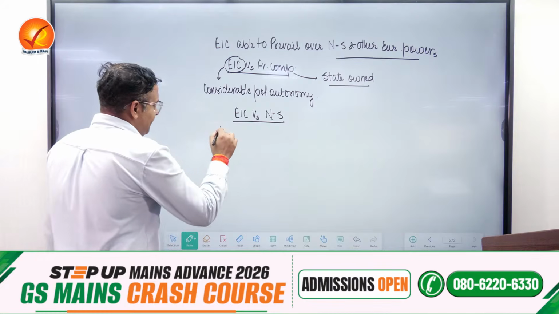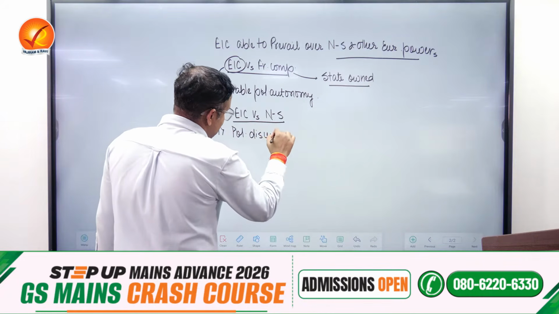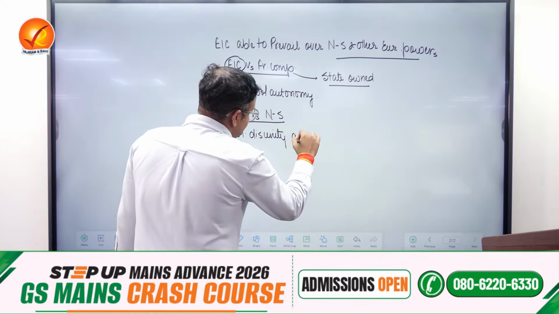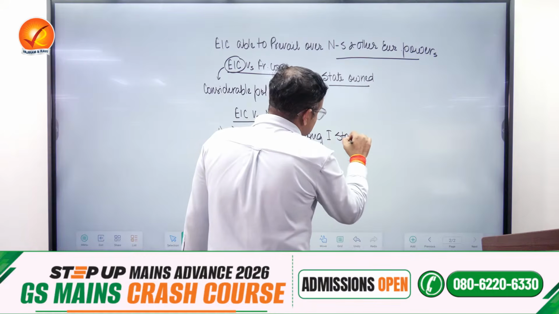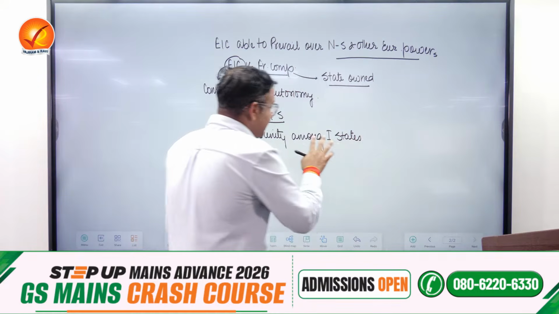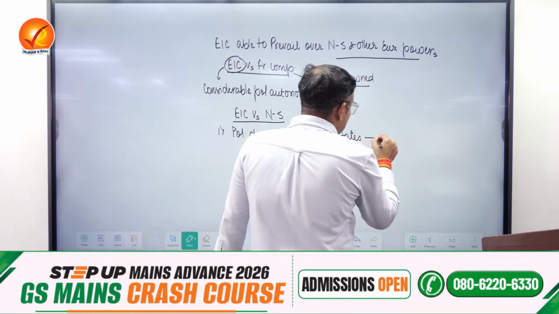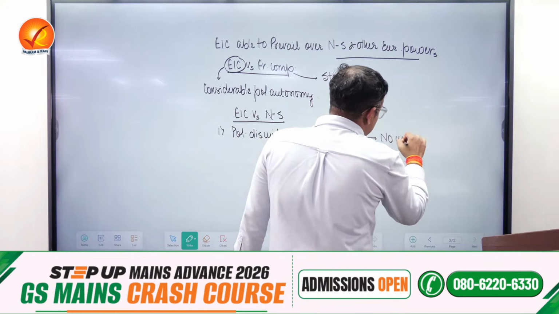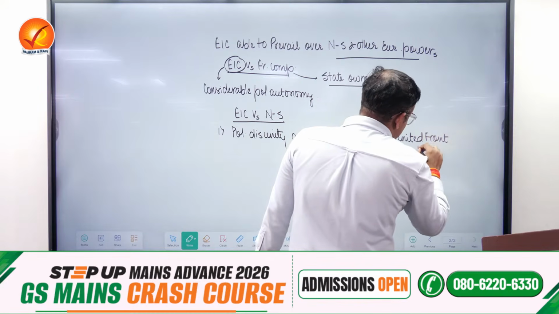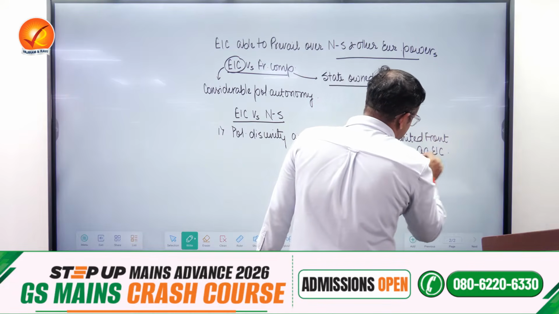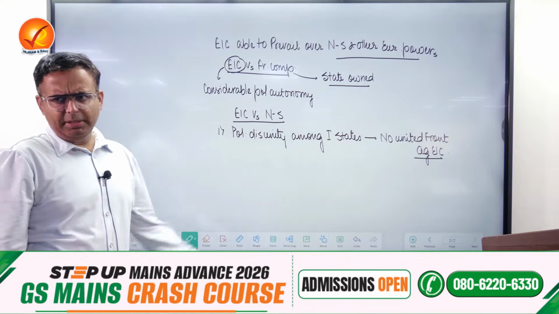Number one, political disunity among Indian states, means they were fighting amongst each other. They were against each other, so no united front against the East India Company. Agreed? There are many examples.